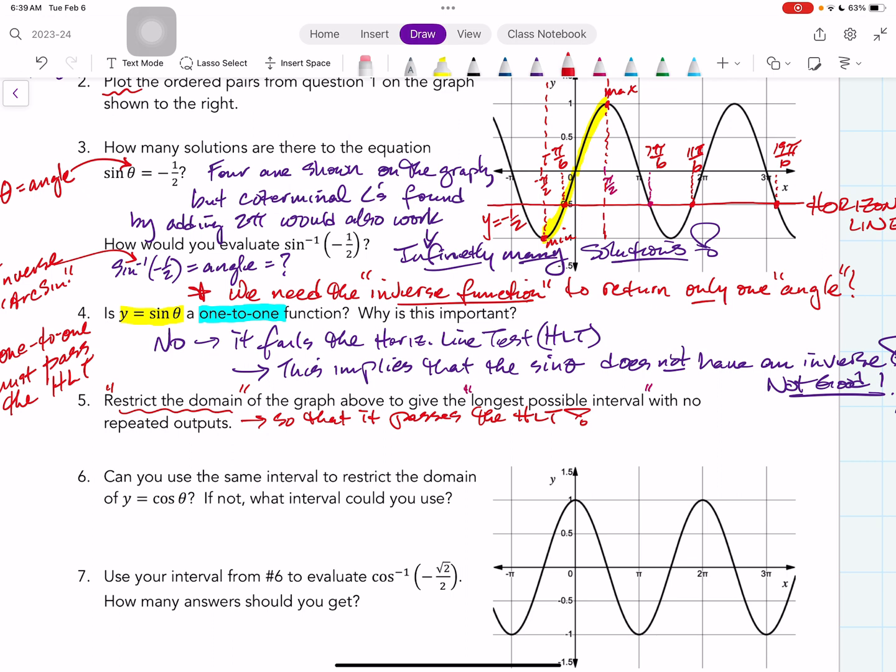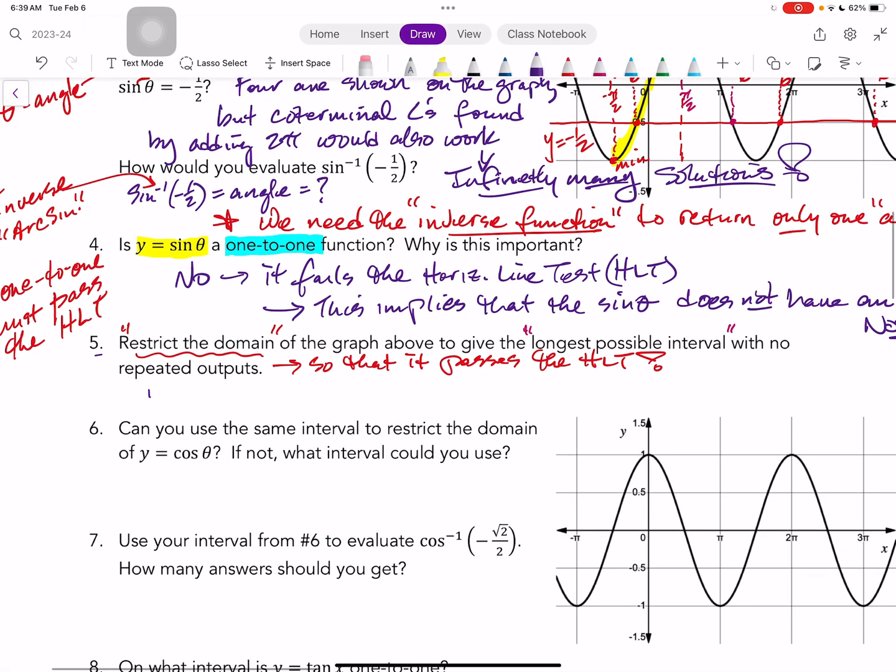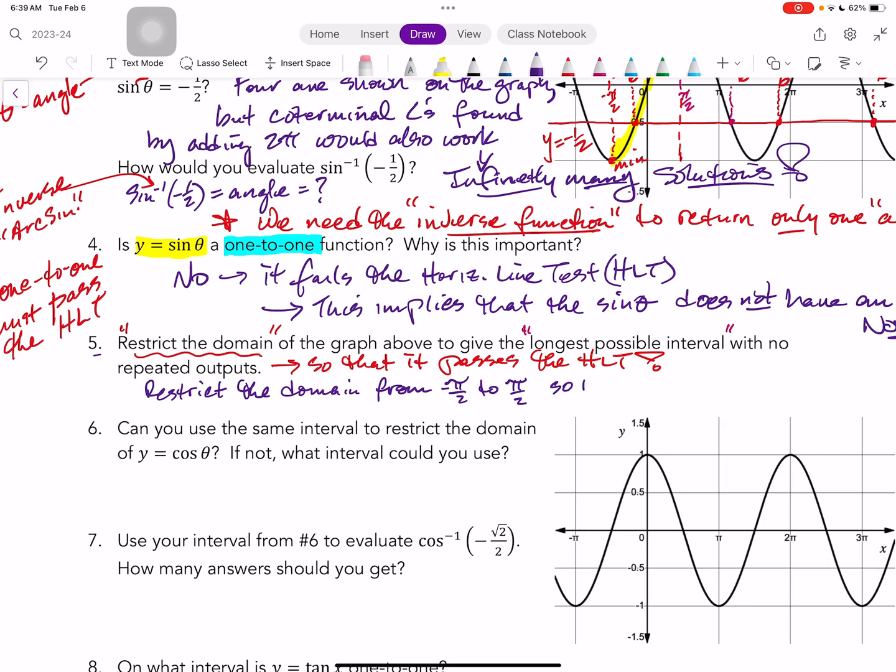Let me grab a color here. Oops, sorry guys. So restrict the domain from negative pi halves to pi halves, so that sine inverse is a function, so that the inverse exists.